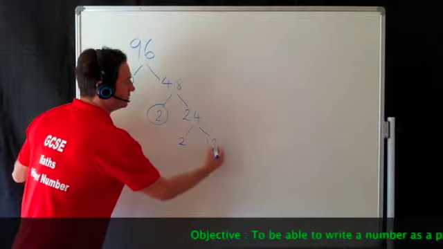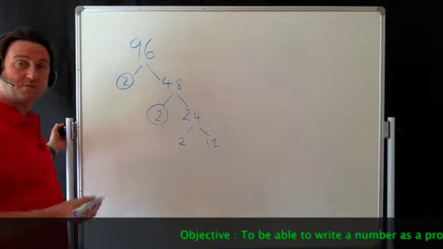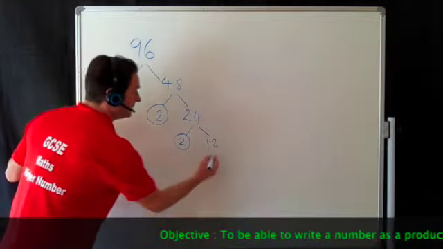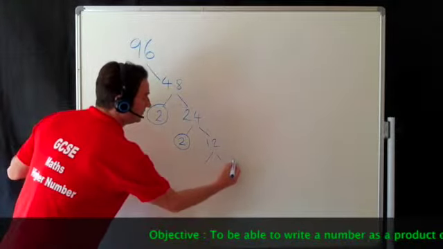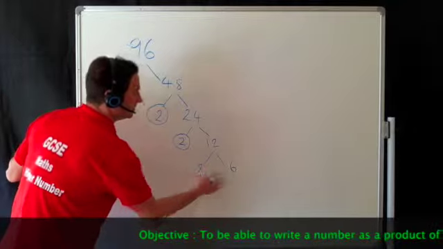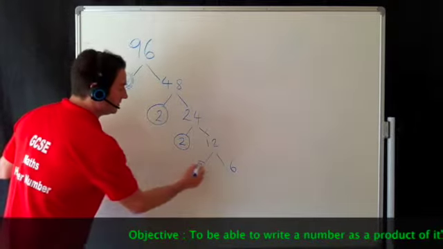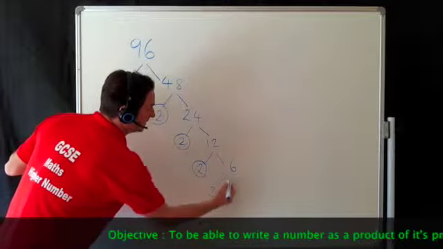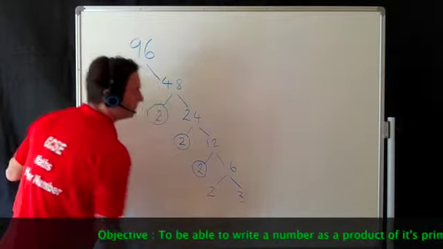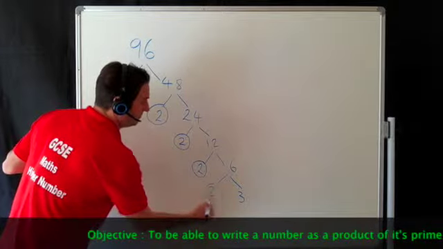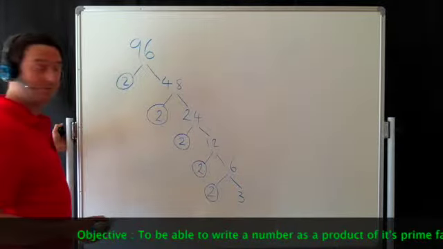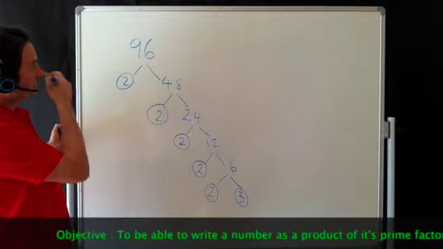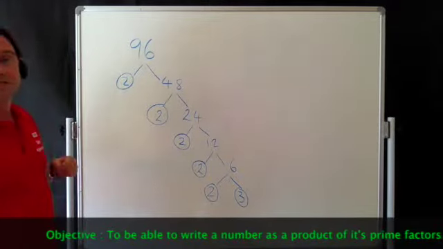Half of 24 is 12, so 2 times 12 gives me 24. 2 is my prime number. And continuing on, half of 12 is 6. 2 times 6 gives me 12, and 2 is my prime number. And then halving 6, I get 2 and 3. I already know that 2 is a prime number. 3 is also a prime number, so I can circle that one as well. And this is the prime factor tree for 96.